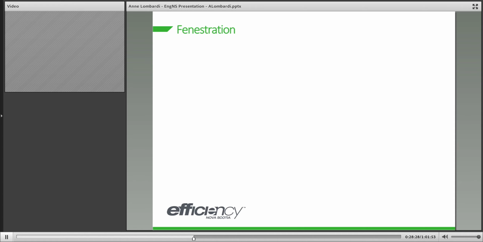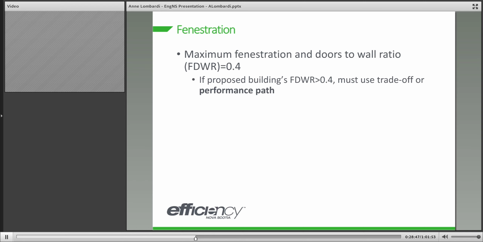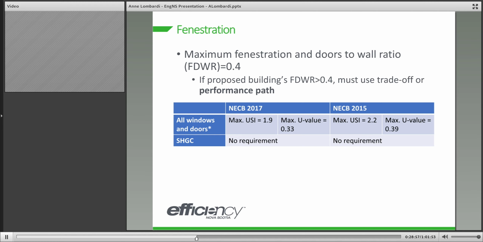Fenestration. This one is pretty straightforward, more straightforward than the walls. The requirement in Zone 6 for maximum fenestration and doors to walls ratio, FDWR, is 0.4. So the envelope can only be 40% windows, basically. If the proposed building has more than 40% windows, it has to use the trade-off or the performance path, right? So if you have, again, that all glass building, that has to be modeled.